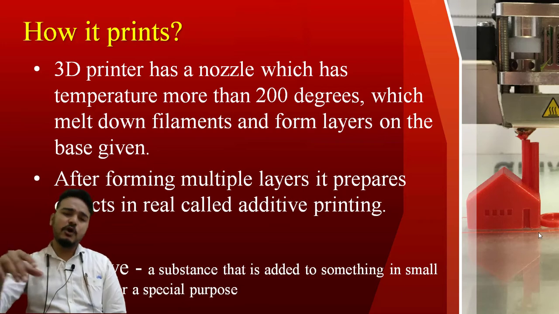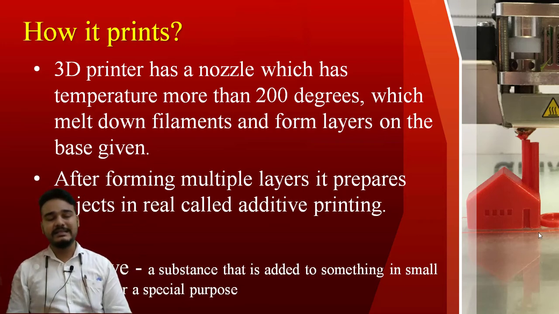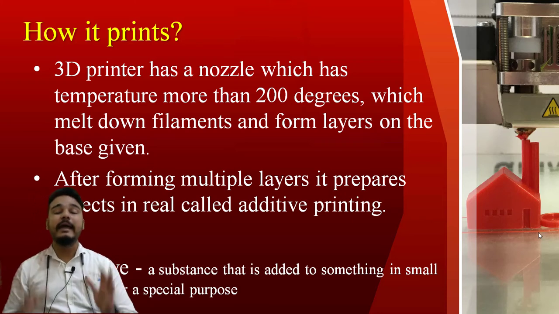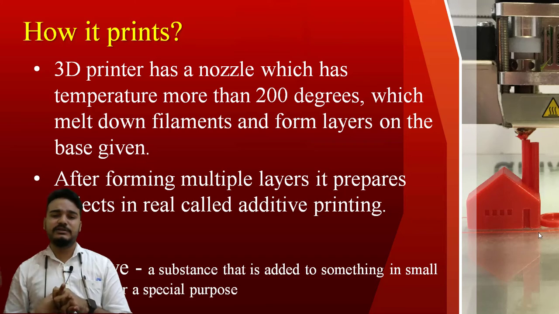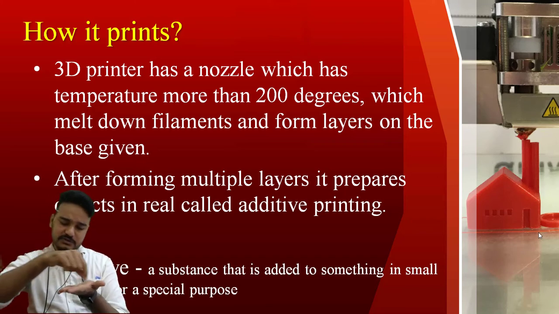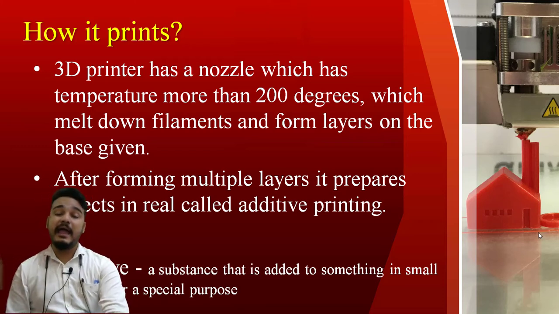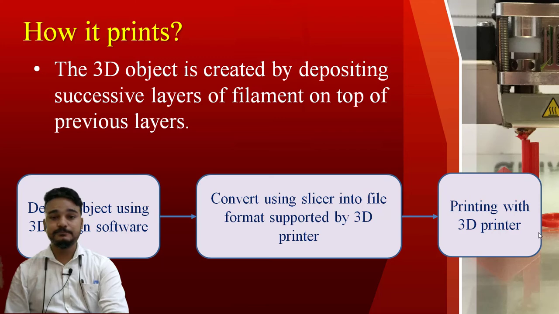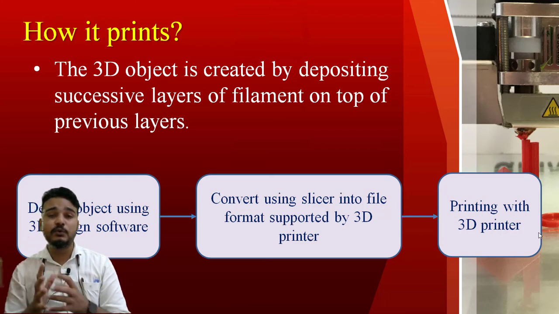Okay, so after forming these multiple layers, it prepares the object in real, and this is why it is also called additive printing. What it is called? Additive printing. Additive means मतलब हुआ adding layers, substance के layer पे layer, addition is called additive. समझ में आ रहा है? So how does 3D printing actually work?